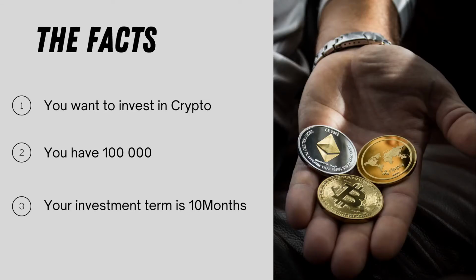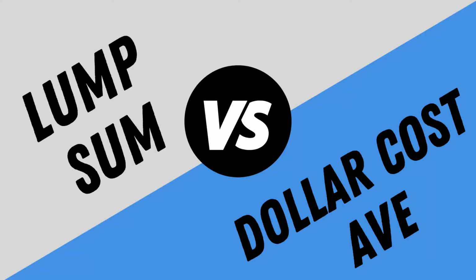Okay, so let's quickly cover a few facts. First of all, you want to invest in the cryptocurrency market. We've got 100,000, either US dollars, rands, whatever your currency is, and your investment term is only 10 months. Like I said, we're going to look at lump sum versus dollar cost averaging today.